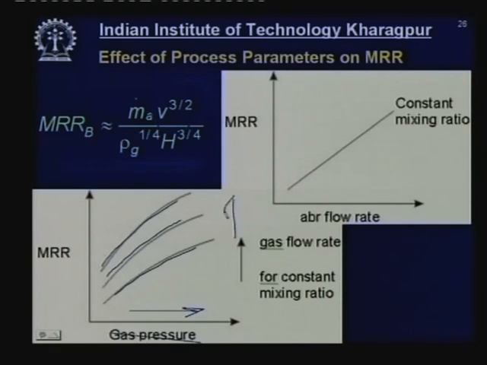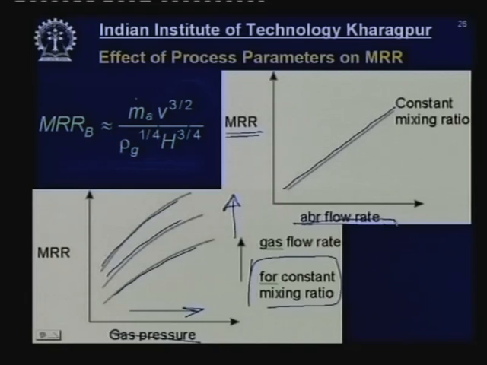As you increase the gas flow rate, you can pump in more abrasives, so you have different graphs. As the gas flow rate increases, for a constant mixing ratio, the material removal rate you get is more. This is material removal rate by abrasive flow rate. This is a constant straight line. There is a catch. What is the catch?